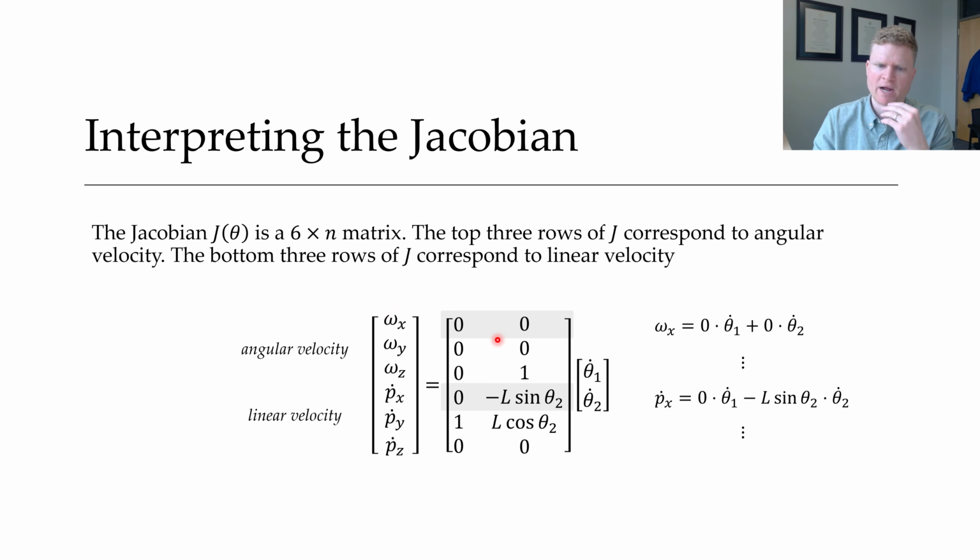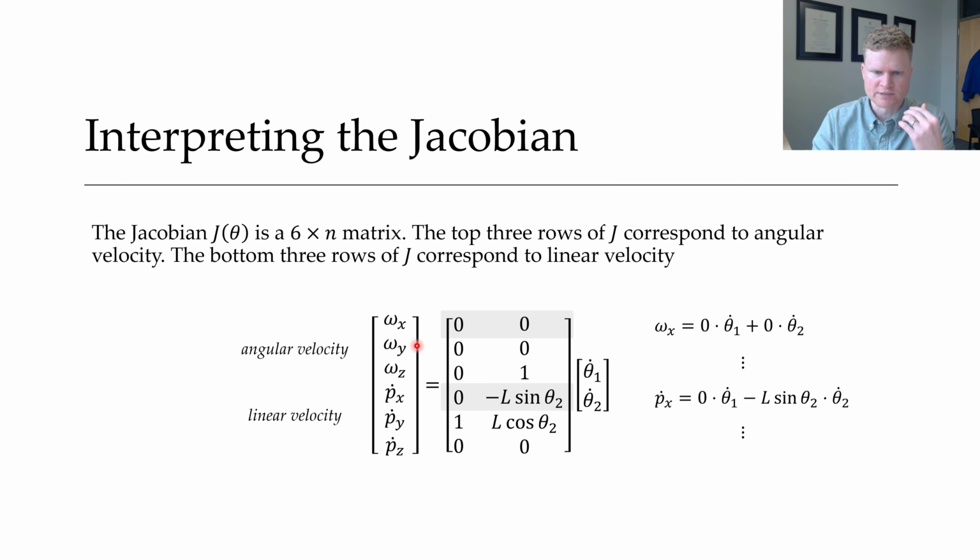And we can just go element by element. Let's look at omega x. That's going to be the angular velocity in the x-axis. Well, if I look at it, using my rows and columns, I've got 0 times theta 1 dot, 0 times theta 2 dot. That's the expression I'll use to find omega x. So this first row of the Jacobian is going to tell me exactly what's going to happen for omega x.